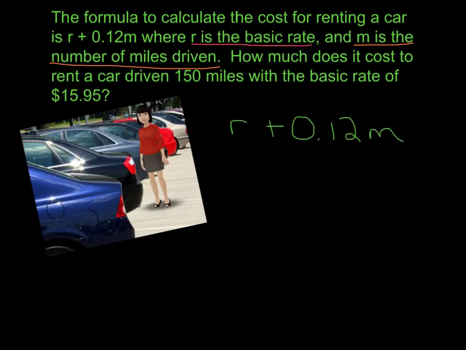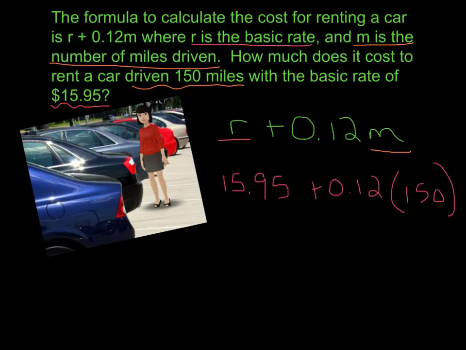So we have this expression, R plus 0.12 M. And it says that R represents the basic rate and M represents the miles driven. And then it gives you two numbers. It says that 150 miles were driven, so that has to do with M, with the basic rate of $15.95, which is R. So now we just have to plug in those numbers for the correct variables.